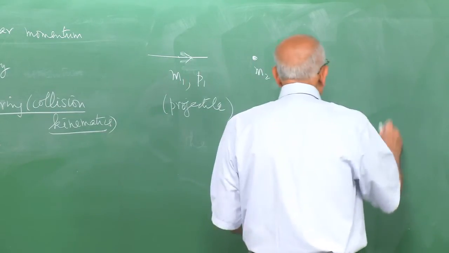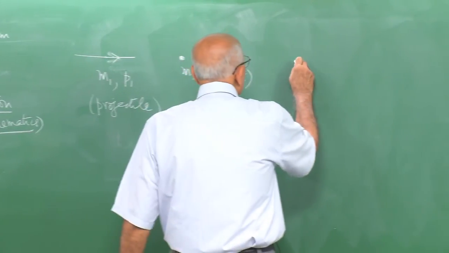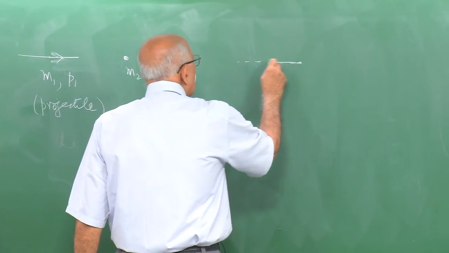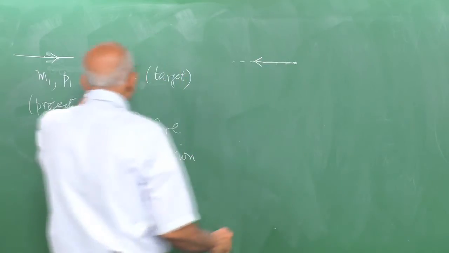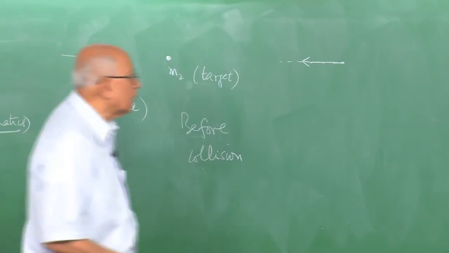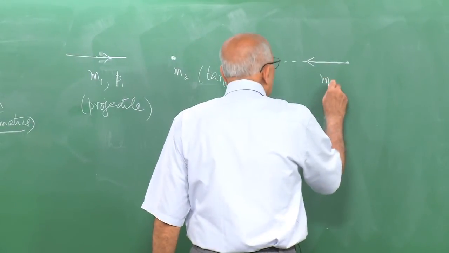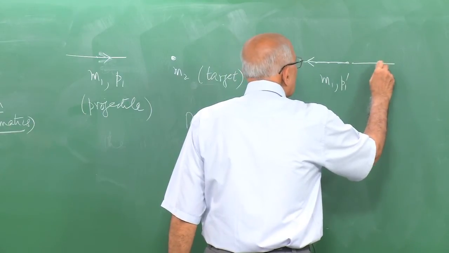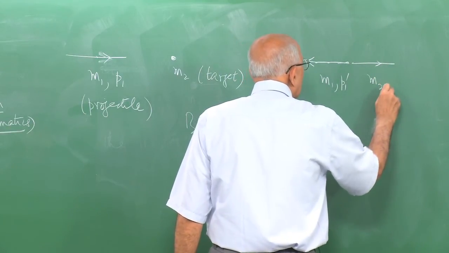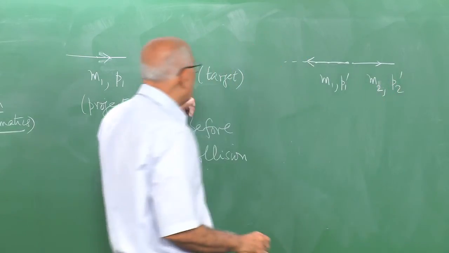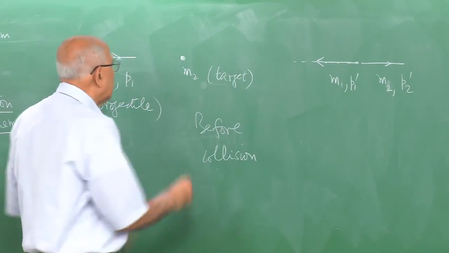And after collision, since we have assumed it to be in the same direction, this was the initial direction. After collision, in general you would expect this particle 1 would bounce back and transfer some of its energy to m2, which would move out there. So let's call this m1 p1 prime, and the other particle goes this way, and that's m2 p2 prime. So what we have done is to set p2 equal to 0 without loss of generality.